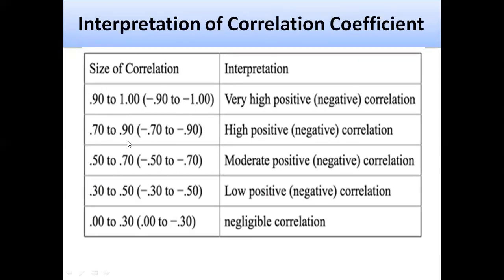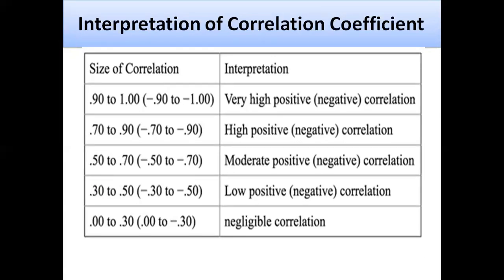0.7 to 0.9. If this is the threshold limit you derive by calculating the value, then we can say high positive or negative correlation depending upon the sign you get at the end. Then we have 0.5 to 0.7. If this is the coefficient of correlation, then we can say a moderate positive correlation exists between the variables. Then 0.3 to 0.5, then we can say a relationship exists, but it is a low positive or negative correlation depending upon the sign you get at the end of the solution.